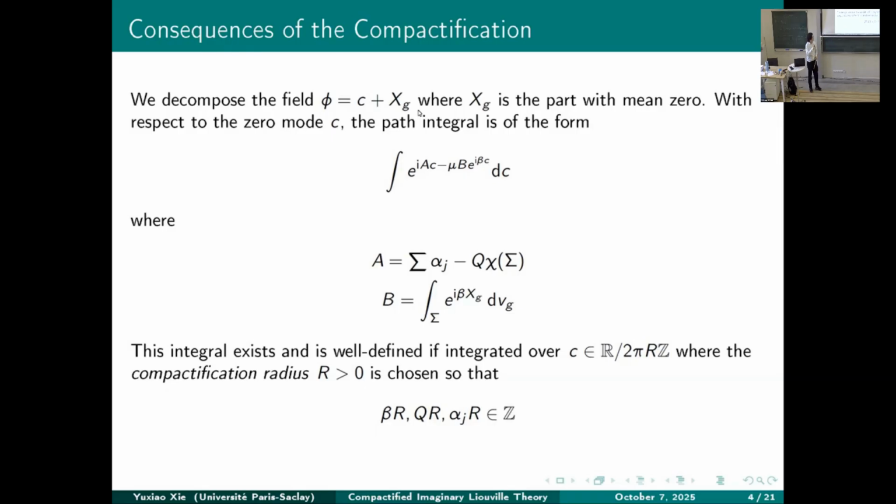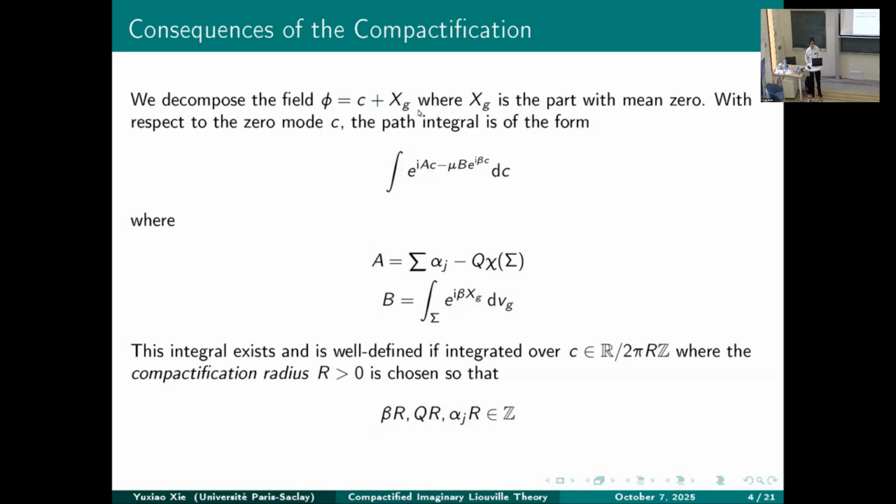But what can let it make sense is if you just integrate over a finite interval. And if you want this to be well-defined, you should assume that both of these functions are going to be periodic with respect to the interval that you're integrating over. So we introduce this compactification radius, which is a positive real number, and we assume that all the parameters of our theory are going to be rational with respect to this compactification radius. So specifically, we make this assumption.